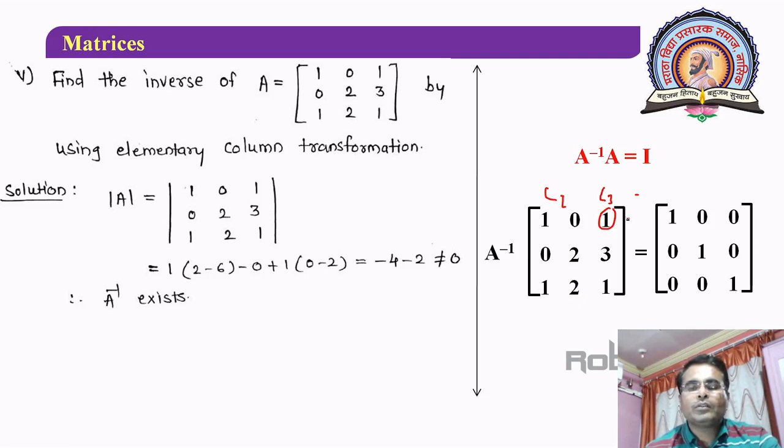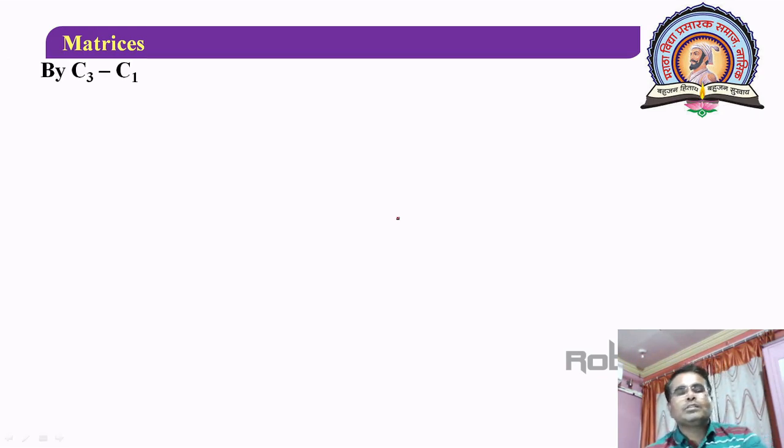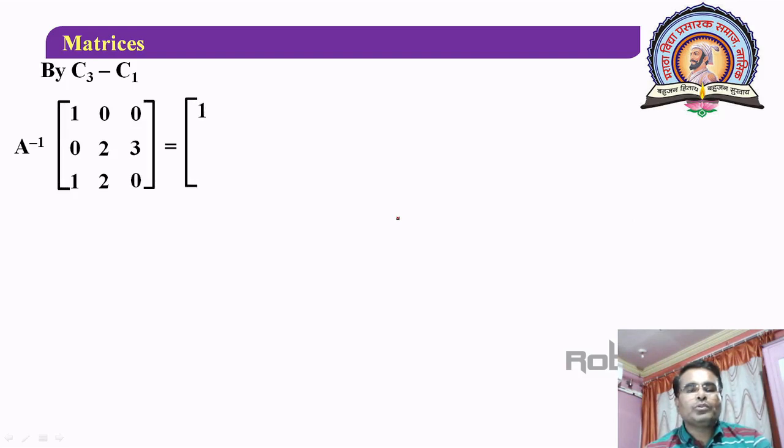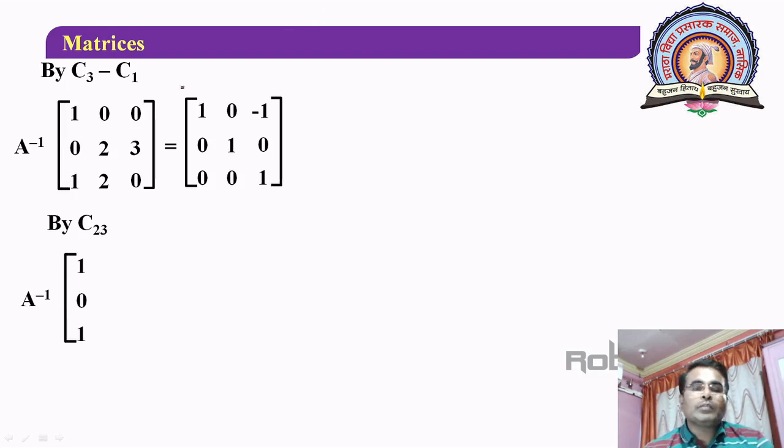Is that clear? Okay. So due to C3 minus C1, you will get the matrix, that is 1 0 0, 0 2 3 and 1 2 0, that is equal to 1 0 minus 1. The same transformation is also applied on the right hand side also.